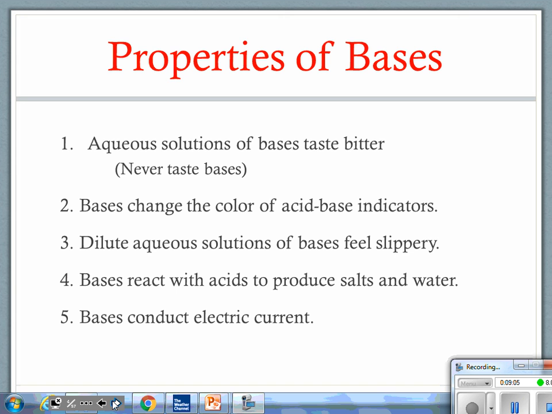Bases change the color of acid-base indicators. We hit on some of those. Number 3, dilute aqueous solutions of bases feel slippery. Now, do you think that we should touch bases? No. But once again, how do we know this?